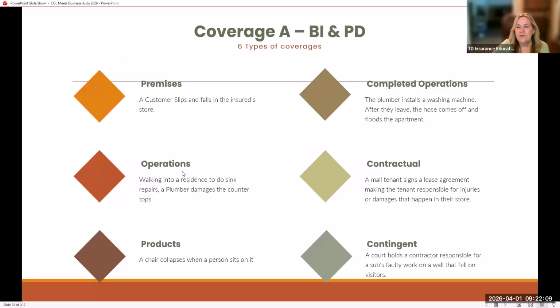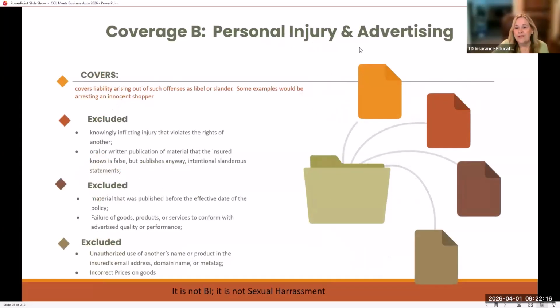So again, these are some different types of coverage that can happen with bodily injury and property damage to a third party. Now, when you're talking about personal injury and advertising, think libel, slander, false arrest. Those are typically your three major exposures. False arrest is huge for a shopping center. If they accuse somebody of shoplifting a watch, and they embarrass this person and they find out, oh, they bought that watch here two weeks ago, and I just accused them of shoplifting, and they sue them, those are things that we're talking about. So libel, slander, false arrest.